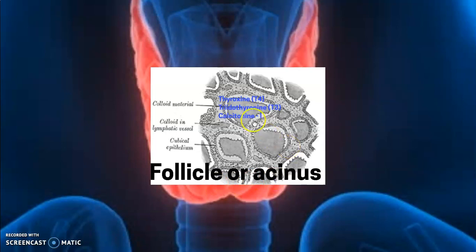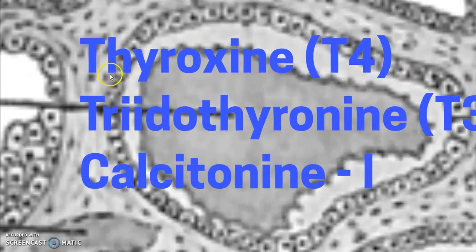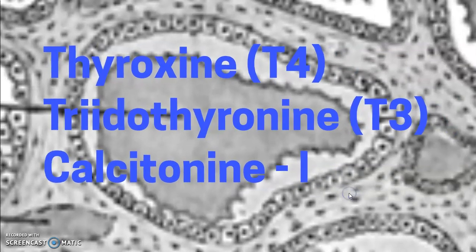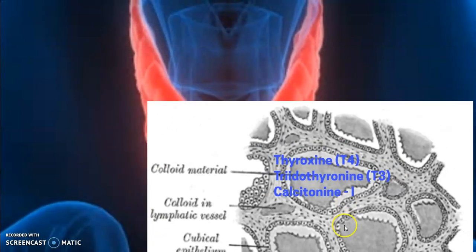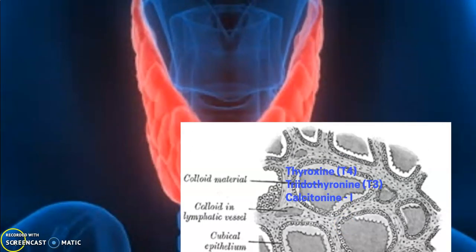That acinous cell synthesizes thyroxine, which is also called T4, triiodothyronine, which is also called T3, and a third hormone, calcitonin, which is responsible for regulation of the calcium level inside the body. That total cell is called a follicle cell or acinous cell.